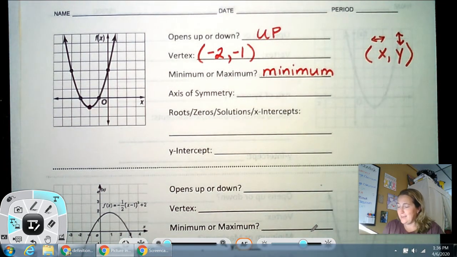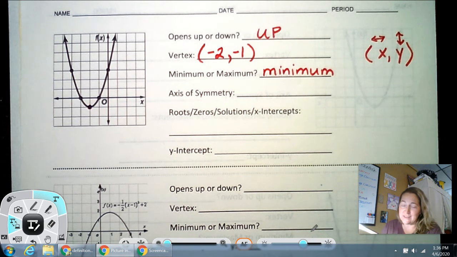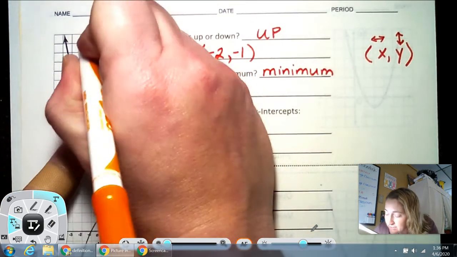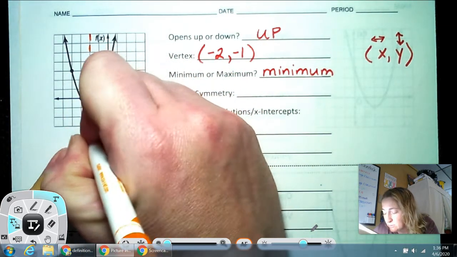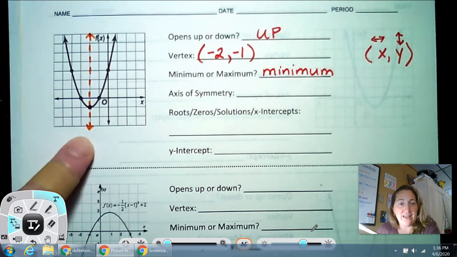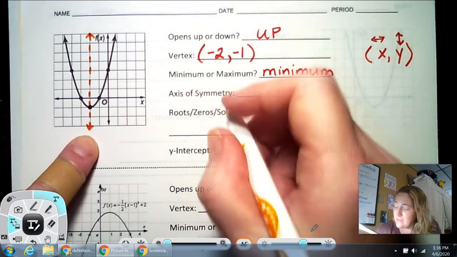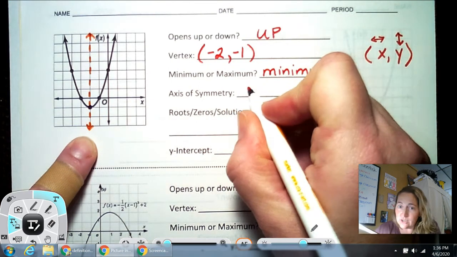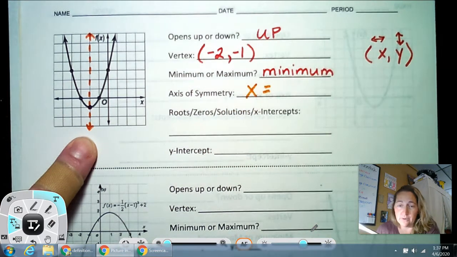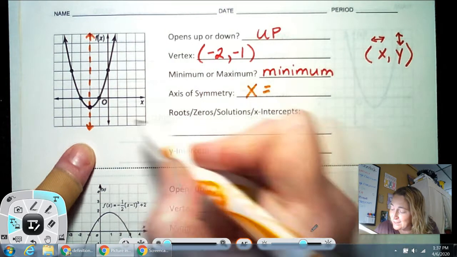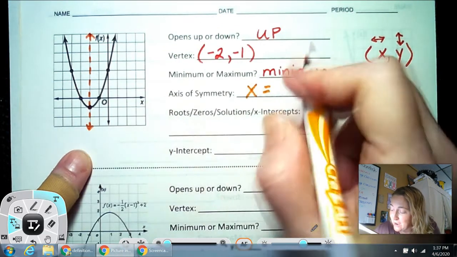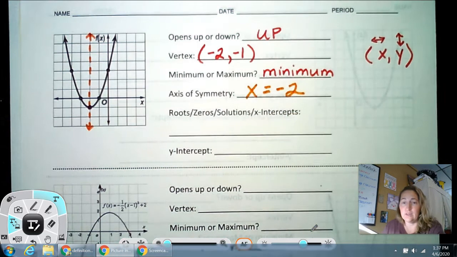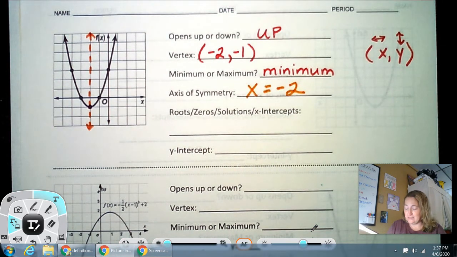The axis of symmetry, we talked about on the page before that the axis of symmetry always goes through the vertex. So if I draw an invisible line, well, I'm going to show it as a dotted line. That's my axis of symmetry. The axis of symmetry always has an equation of x equals a number. And what we're looking at is, where would this axis of symmetry cross through the x-axis? Well, it's going to hit here at -2. So x equals -2 is our axis of symmetry.